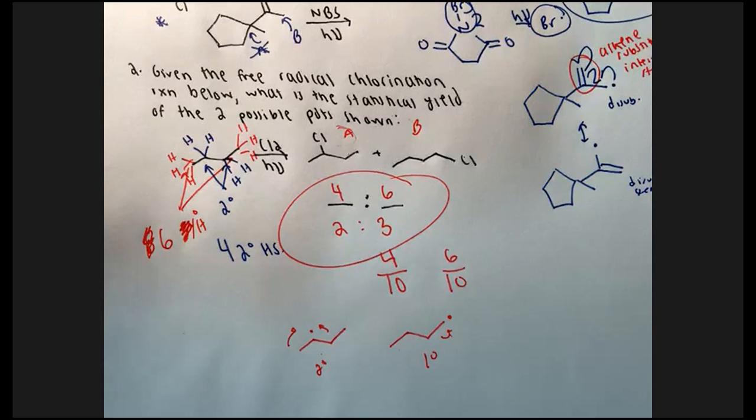Okay, so I think we're good. I think that was good. So that's pretty much it for radical chemistry. That's all you need to know for chapter 8. Does anybody have any questions on that so far?